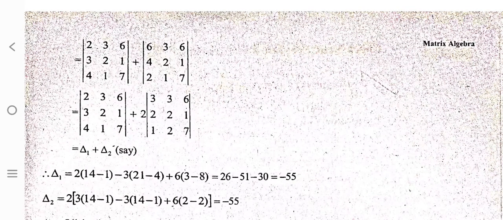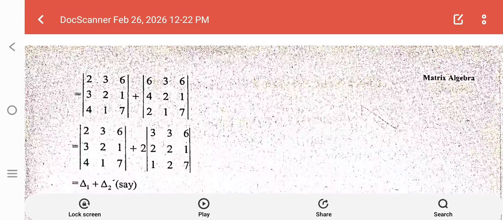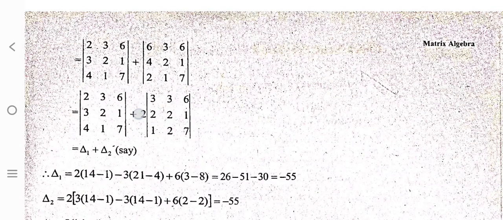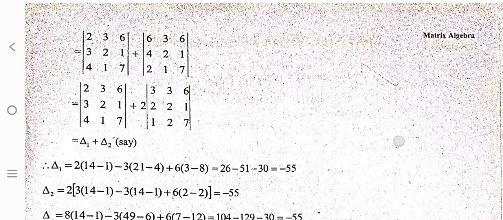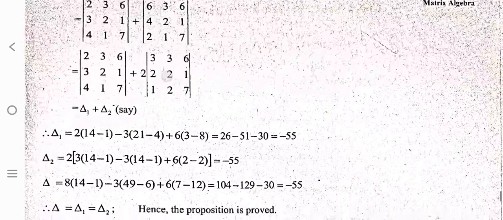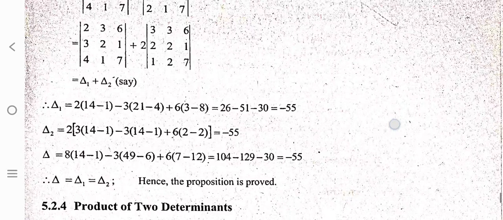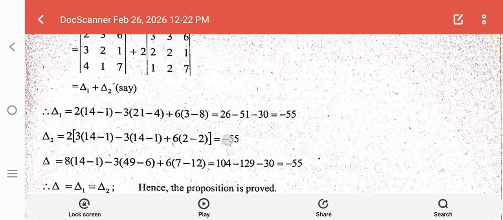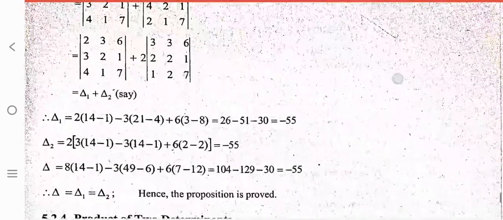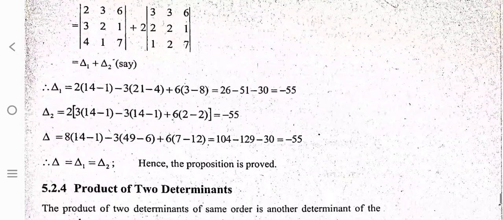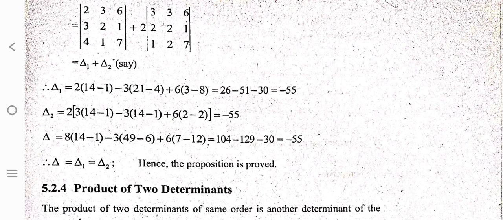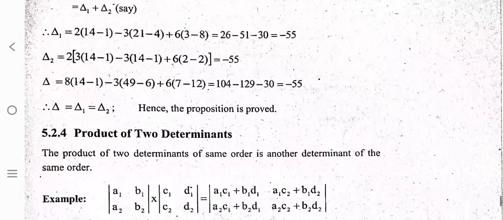And we can see that 2 is a common factor for the second determinant, so here take the 2 common, and here we have no common term. So we can write delta 1 for this determinant and delta 2 for this determinant. Okay, and the value of delta 1 will be minus 55 and the value of delta 2 will be minus 55, and again we find the value of delta, which is also minus 55, so we can say that delta equals delta 1 equals delta 2.